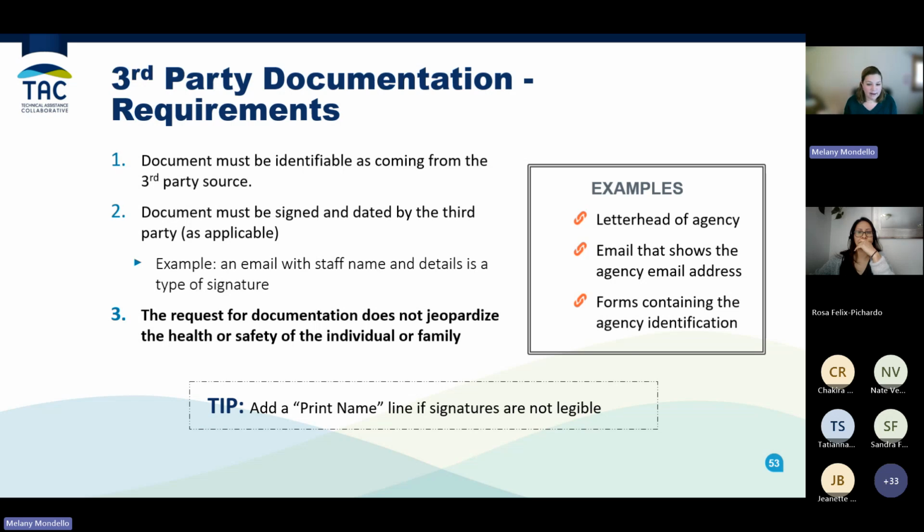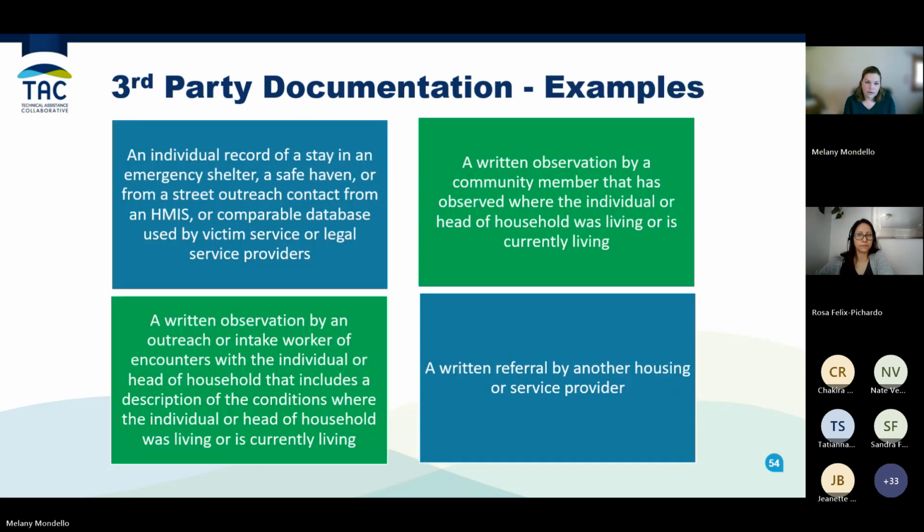So add a print name line if people are just doing scribble signatures, so that you can go back if you have any questions, or if we need more documentation. If I have a piece of paper that has a not legible signature, I don't know who to call. I have to call the agency. Maybe there's no knowledge. Maybe there's been turnover. So it's really important to know who is giving you this, and to either write in their name or have them write in their name, have that print name. If you have a paper document that people are filling out, again, not jeopardizing people's health or safety.